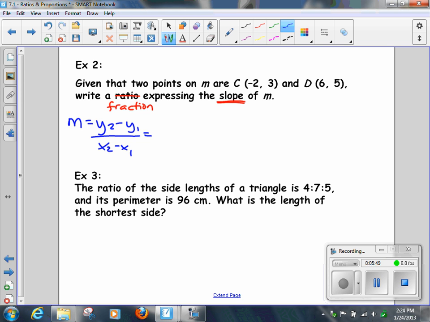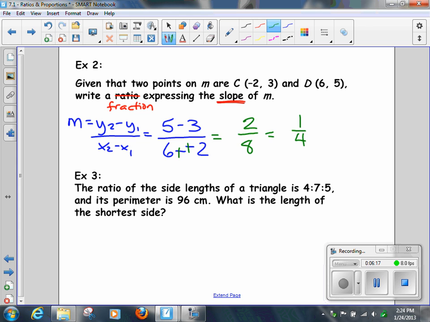What are the y values? 5 minus 3. If you start that way, Joseph, what's the denominator have to be? 6 minus negative 2. I got a plus a positive, don't I? Plus a positive. 5 minus 3 is 2, over 6 plus 2 is 8. Can that be nicer? 2/8, 1/4.